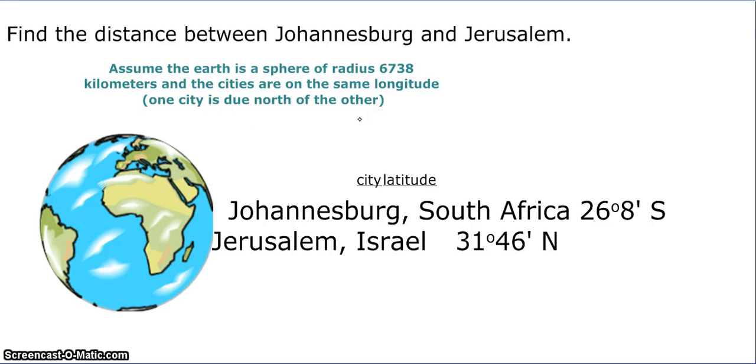So one city is due north of the other. Johannesburg, South Africa is 28 degrees 8 minutes south, and Jerusalem, Israel is 31 degrees 46 minutes north. I want to find the distance between the two cities. So I need to use my equation, arc length, which is distance, equals radius times central angle. Pause the video and try to find this distance, and unpause it when you're ready to check your answer.